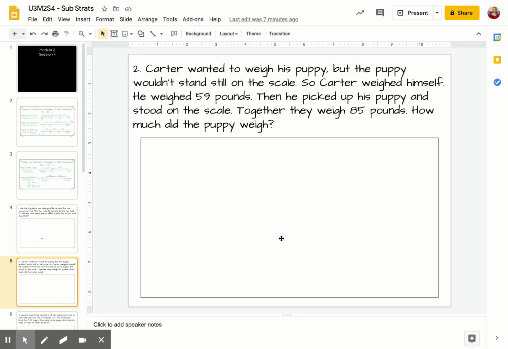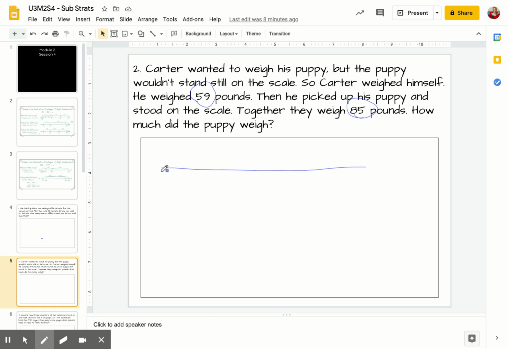Carter wanted to weigh his puppy, but the puppy wouldn't stand still on the scale. So Carter weighed himself. He weighed 59 pounds. Then he picked up his puppy and he stood on the scale. Hey, that was really smart. Together, they weigh 85 pounds. The first thing I have to do, oh, and then how much did the puppy weigh? So he weighed 59, and together they weighed 85.